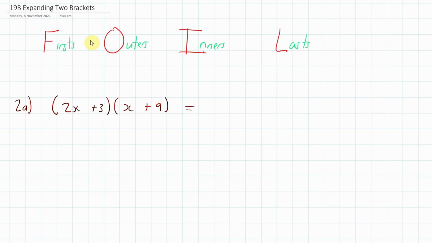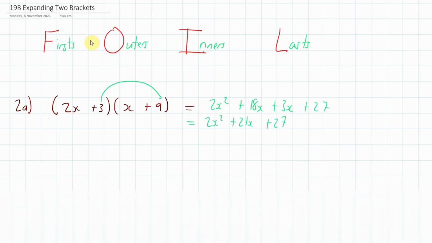lasts. Okay, so first times first, that's these ones, right? That gives us 2x squared. Outers, the ones on the outside. This is on one outside, that's on the other outside. So that's 2x times 9, which is 18x. Then I stands for inners, the inside ones. So that's 3x and 3x, and then obviously lasts are the last in each bracket, so 3 times 9. And then we can just add those all together, so we get 2x squared plus 21x plus 27.